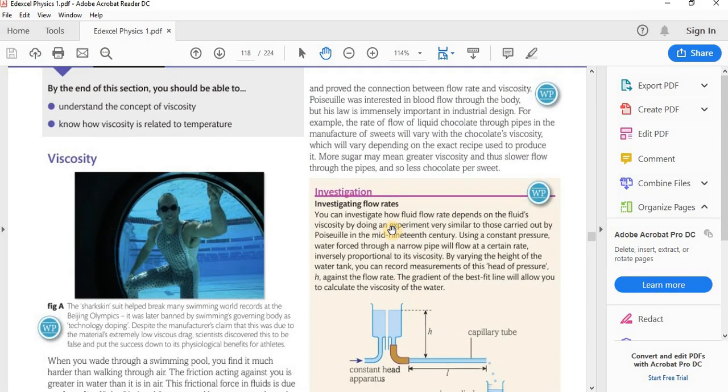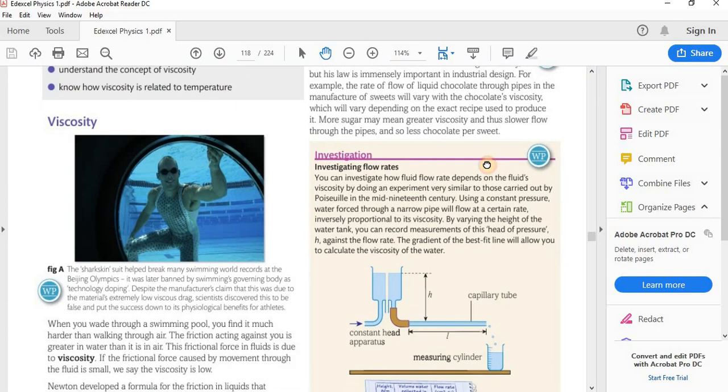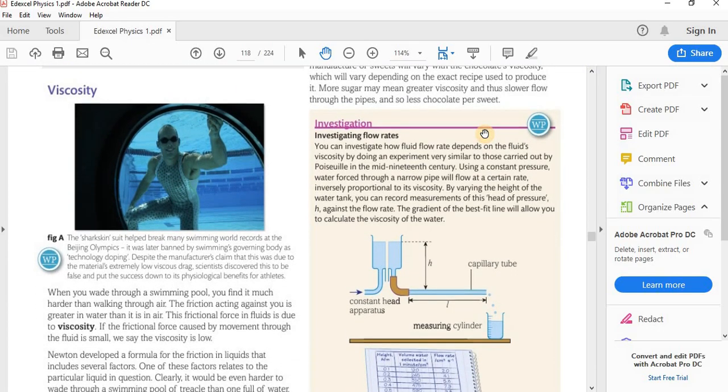And here is an investigation, and then they are proving the connection between flow rate and viscosity. And this person was interested in blood flow through the body, but his law is immensely important in industrial design. For example, the rate of flow of liquid chocolate through pipes in the manufacture of sweets will vary with the chocolate's viscosity, which will vary depending on the exact recipe to produce it. More sugar may mean greater viscosity and thus lower flow through the pipes, and so less chocolate per sweet.